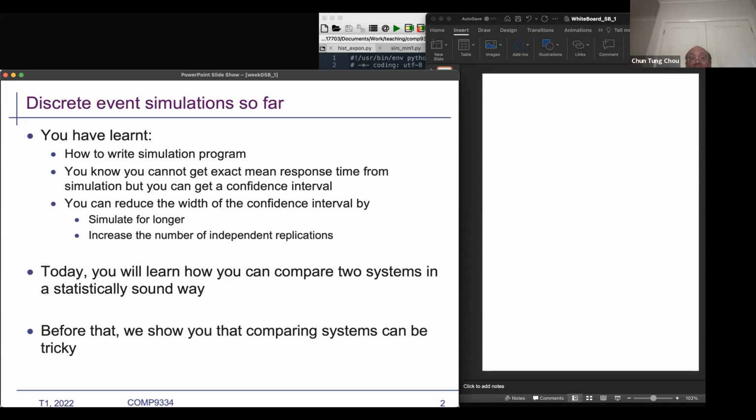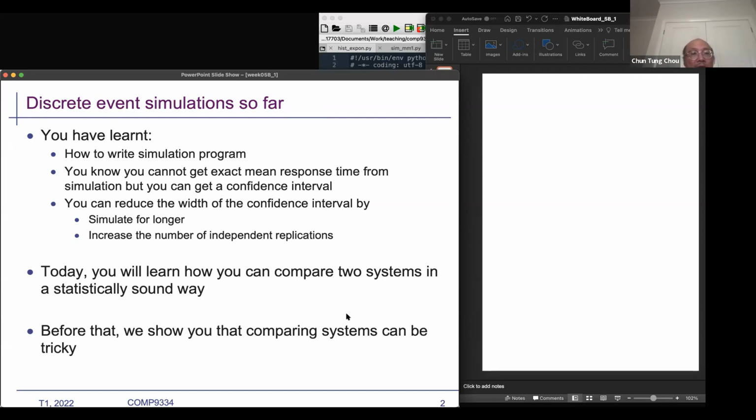Now, what you have also learned is you can reduce the width of the confidence interval by simulating for longer. Also, you can get that by using many more independent replications. So what you are going to learn today is how you can compare two systems in a statistically sound way. So that's the message that I was just about giving you. When we want to compare, we want to do it in a scientific way, and that's what we are going to cover today.